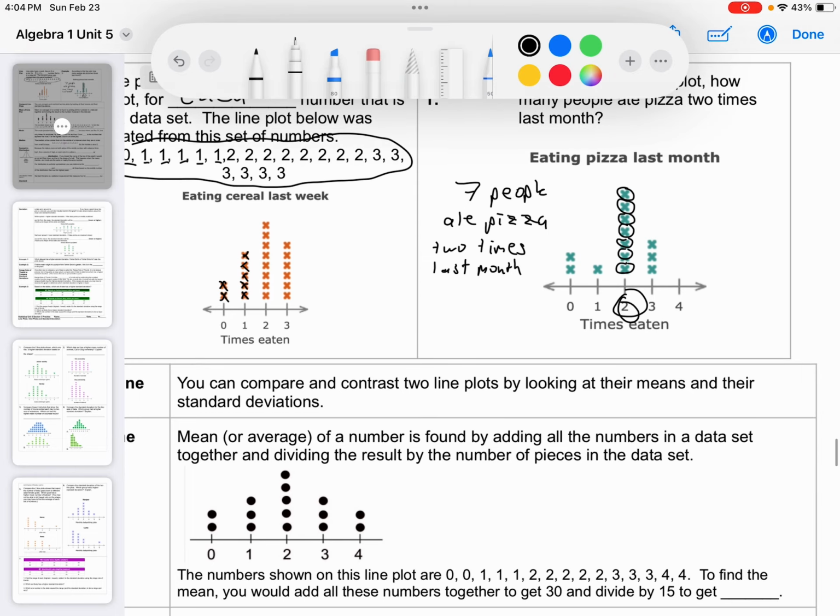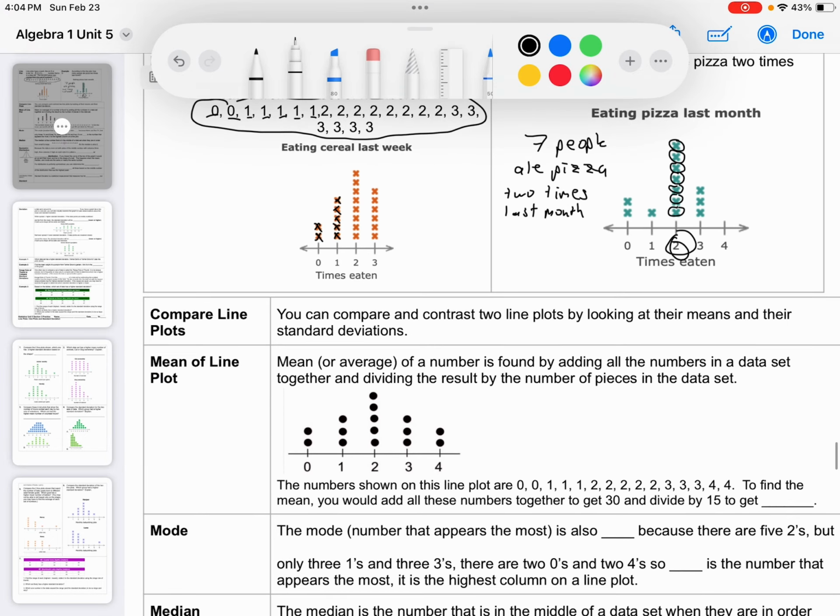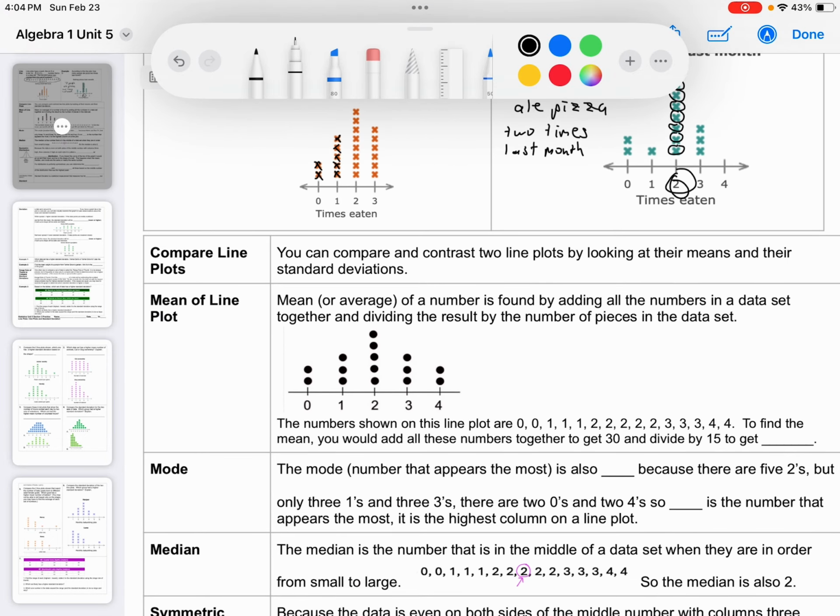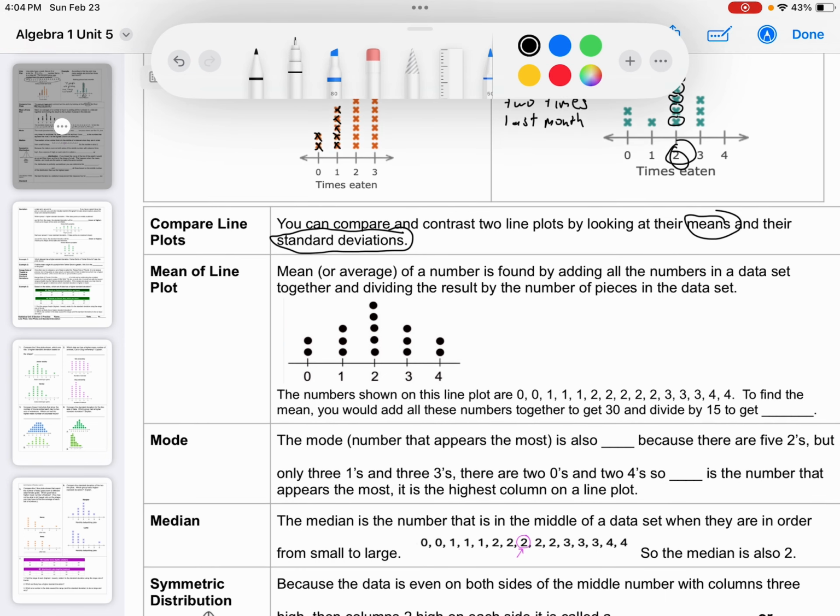Because there's 7 X's at the number 2. So now we're going to be comparing and contrasting some line plots by looking at means and standard deviations. These are going to be the 2 key vocab terms for this section: finding the mean and the standard deviation. The mean, or the average of a number, is found by adding all the numbers together.